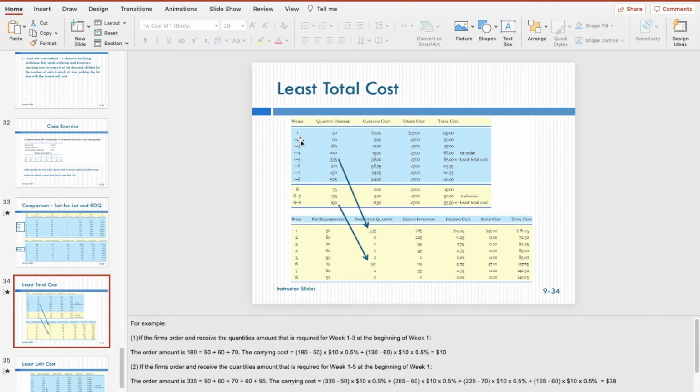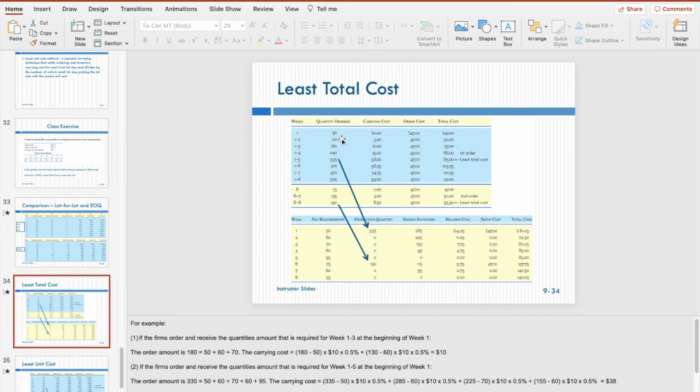Again, if you say that's not good, let's say we choose the option of week 1 through 2. Basically it means that at the beginning of week 1, let's order the amount required for the first 2 weeks. What is the amount? 110. Now, this is the carrying cost, which is $3. How do we get this $3? Very easy. Think about this flow. At the beginning of week 1, you order 110.